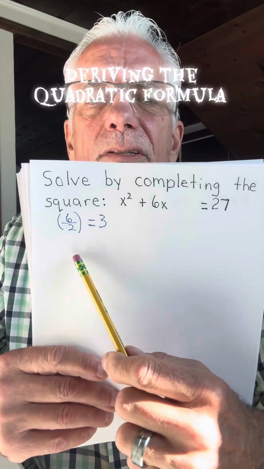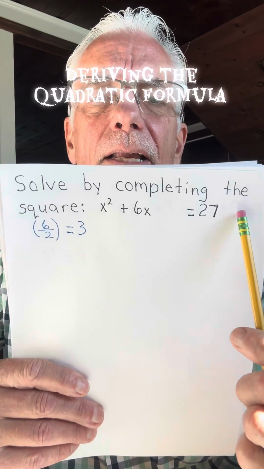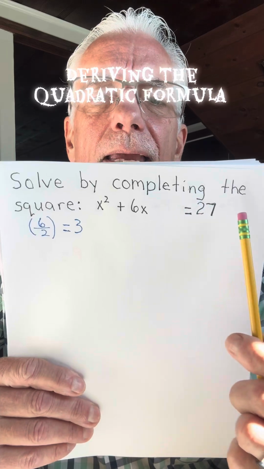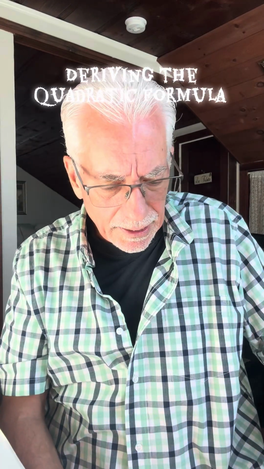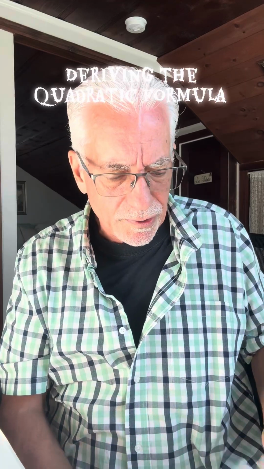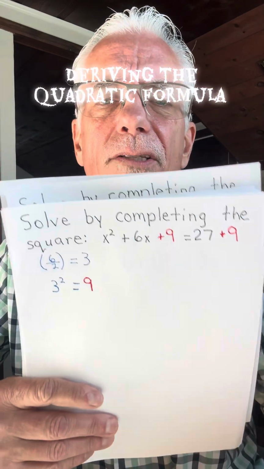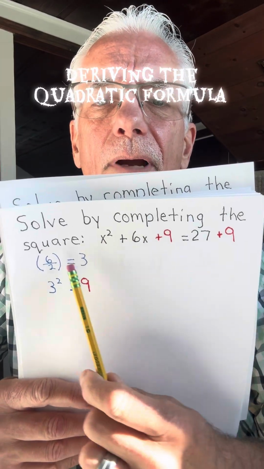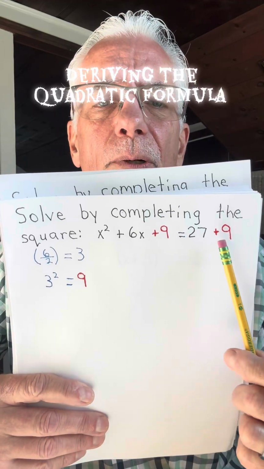And then we square 3, and that's the number we're going to add on here and then add on this side. Remember, whatever we do to one side of an equal sign, we've got to do to the other side. So I'm going to square 3, which is 9, and that's the number we're going to add to both sides right there. To keep the equation balanced, I just added 9, and I got 9 from taking half of that number and then squaring that. So that's the number that we add to both sides.